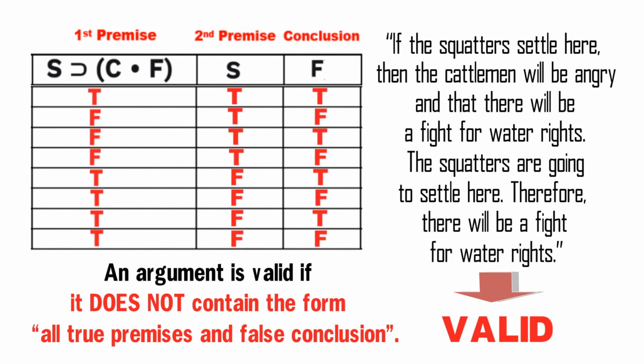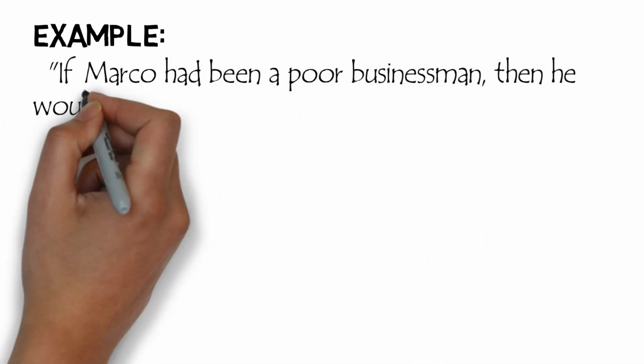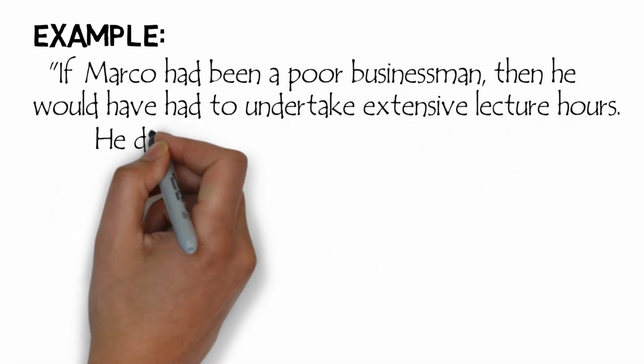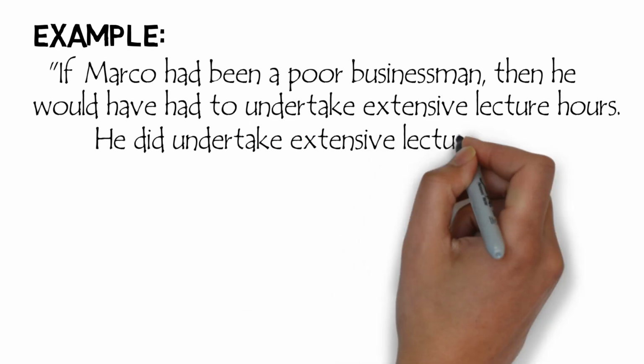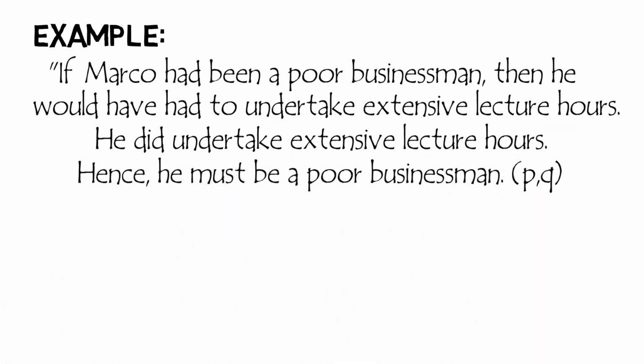Finally, let me give an example of an invalid argument so we can fully understand why the first example is valid. Consider this example. If Marco had been a poor businessman, then he would have to undertake extensive lecture hours. He did undertake extensive lecture hours. Hence, he must be a poor businessman. P, Q.